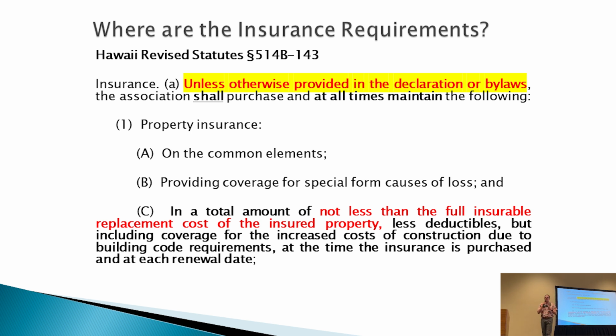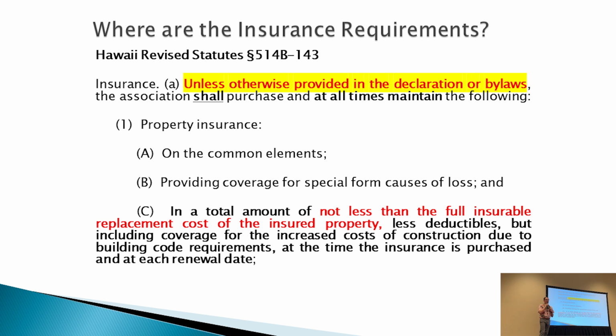And the big question everyone in this room is asking, Chris, does 514B require us to have full coverage for our project? The answer to that question is maybe. Unless otherwise provided in the declaration or bylaws, the association shall purchase at all times and maintain the following: property insurance on the common elements, providing coverage for special form causes of loss. Your insurance agent will tell you what that is, because I don't have a clue. And in a total amount not less than the full insurable replacement cost of the insured property, less deductibles, but including coverage for the increased cost of construction due to building code requirements at the time the insurance is purchased at each renewal date.